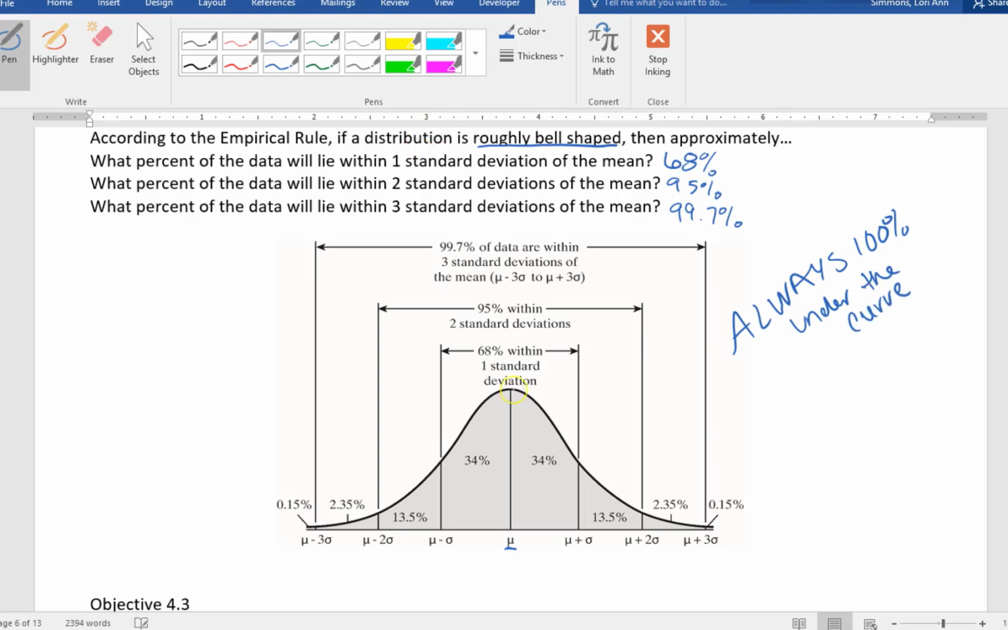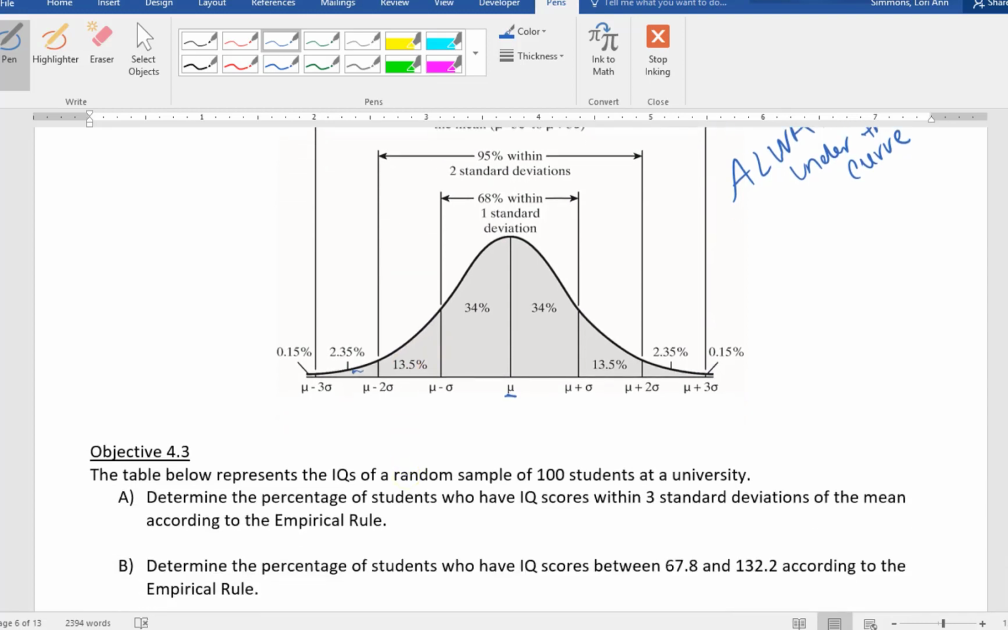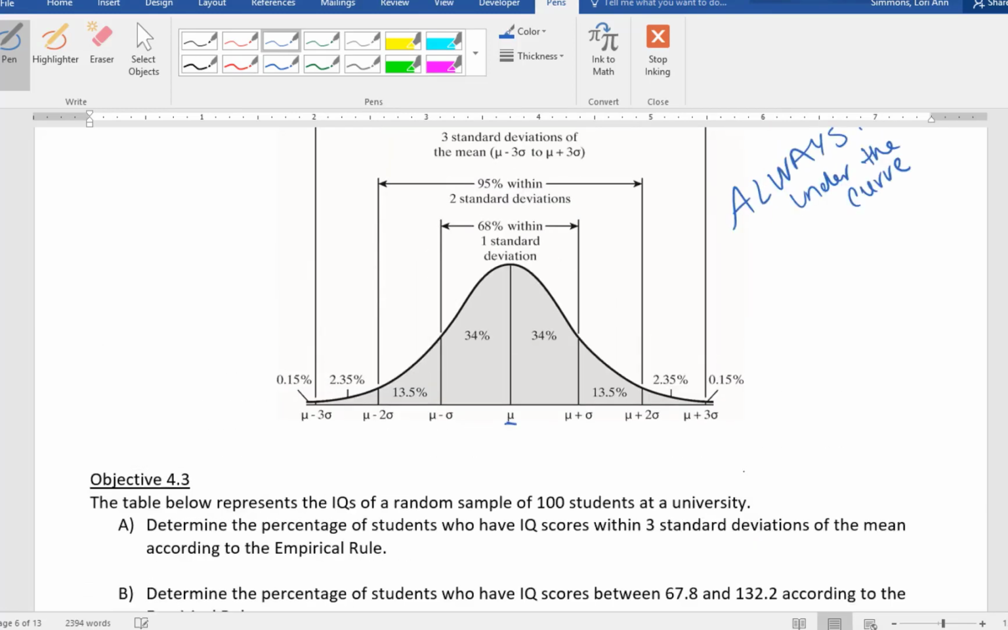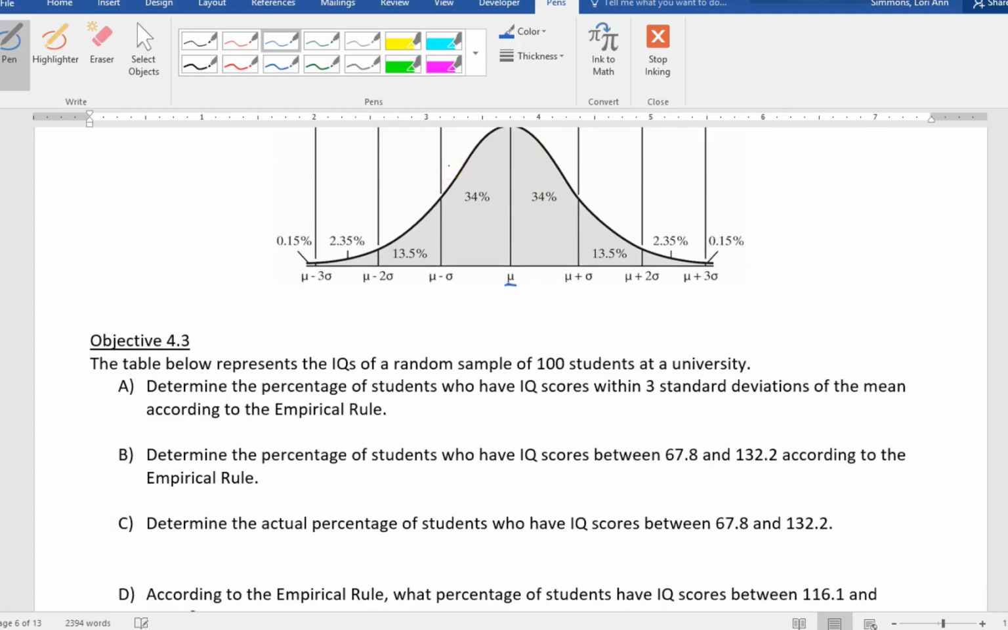If we drew a line directly in the middle, everything to the left would be 50% and everything to the right would be 50%. So let's determine the percentage of students who have IQ scores within 3 standard deviations of the mean according to the empirical rule. 3 standard deviations would be 99.7%.